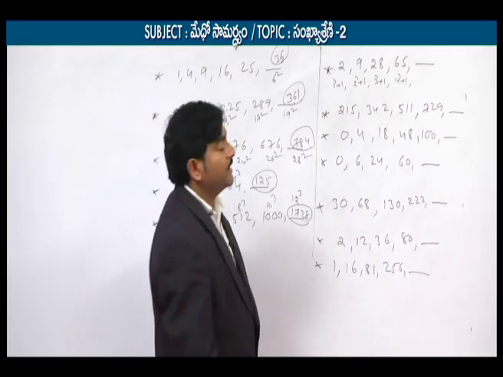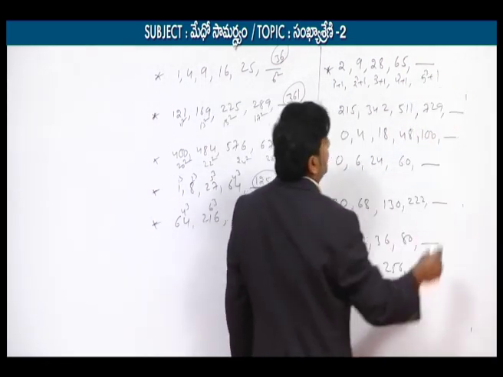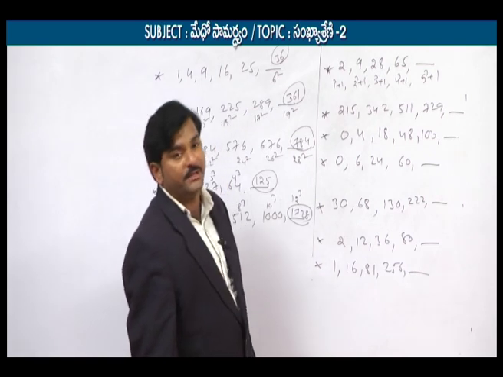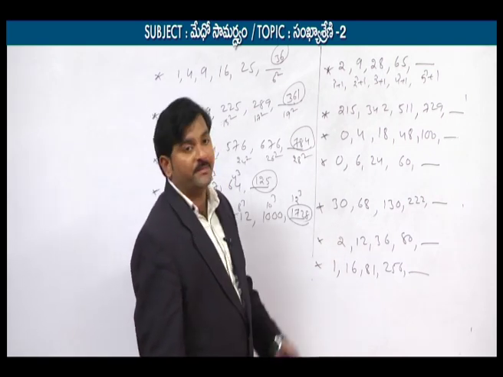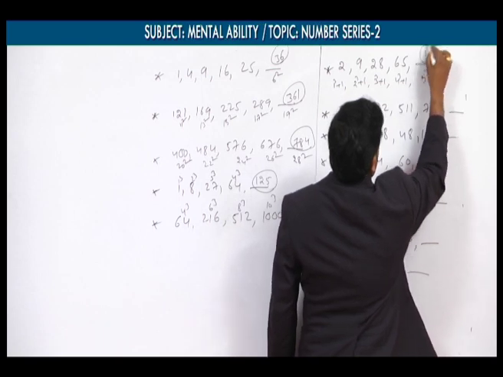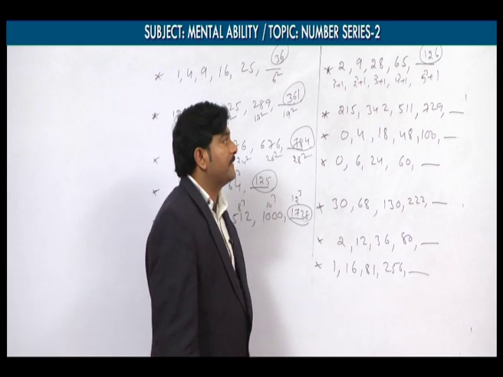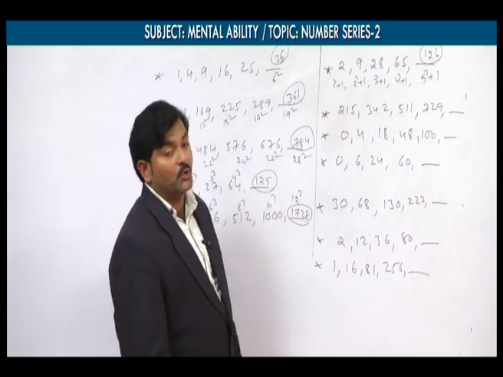Next, what do you have to get here? To get the required number we have to do 5 cube plus 1. 5 cube value is 125. 125 plus 1, how much will you get here? 126. So that is the model of n cube plus 1.